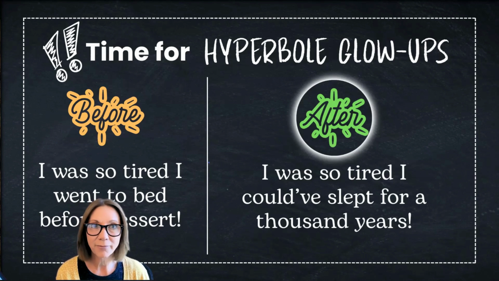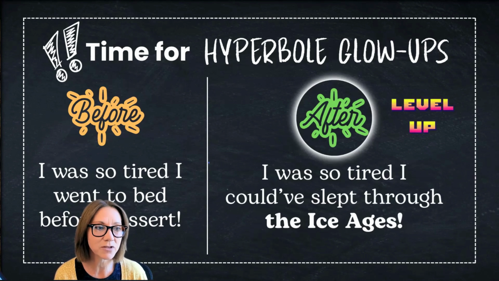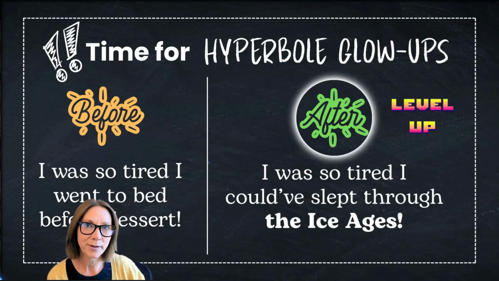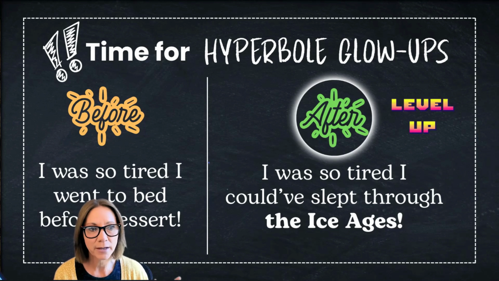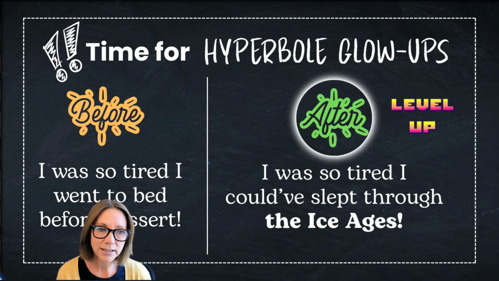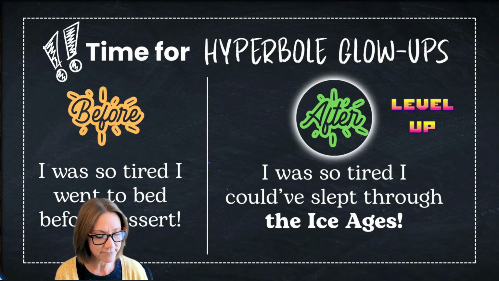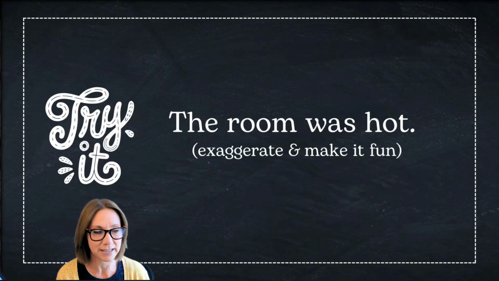But let's go one step further. What if you said, I was so tired, I could have slept through the ice ages? Now you pick a time in history that we know was a long amount of time. Being specific with that particular exaggeration is going to make it a lot stronger, and it won't sound so cliche. We've talked about that in previous videos. Cliche means it's something that's been overused and readers get kind of tired of it.